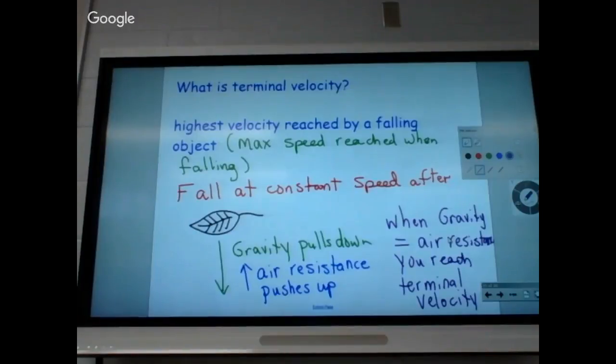Now, in order to avoid that, we all jump out of airplanes with a what? A parachute. And so their terminal velocity will be much what? Slower. Okay? Yeah. If you don't hit right, it's like hitting concrete. All right? But that's what terminal velocity is. Okay? Does that make sense?